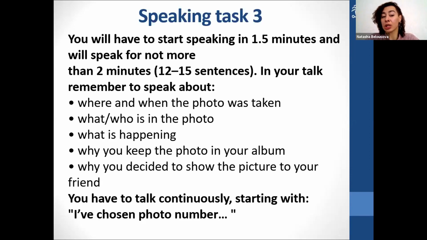And then you can logically say, I took it 2 years ago. I think it was in summer, and we were traveling around the Czech Republic, whatever, right? So it could be just one sentence which logically introduces the rest of the monologue.